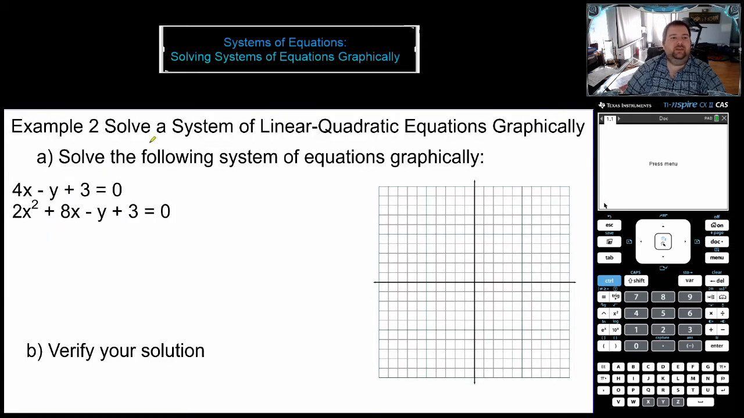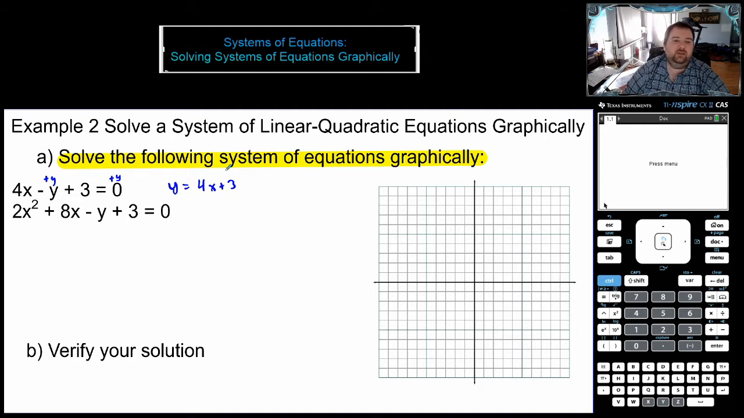Let's try out example 2 here. So what we're doing is we're going to be solving the following system of equations graphically. And so let's get started on that. We're going to have a couple strategies we can use here. The first one is, let's isolate our y. I mean, that's what we're used to doing, right? So I'm going to add y to both sides to isolate my y, and that's going to give me y equals 4x plus 3. Now I can graph this.